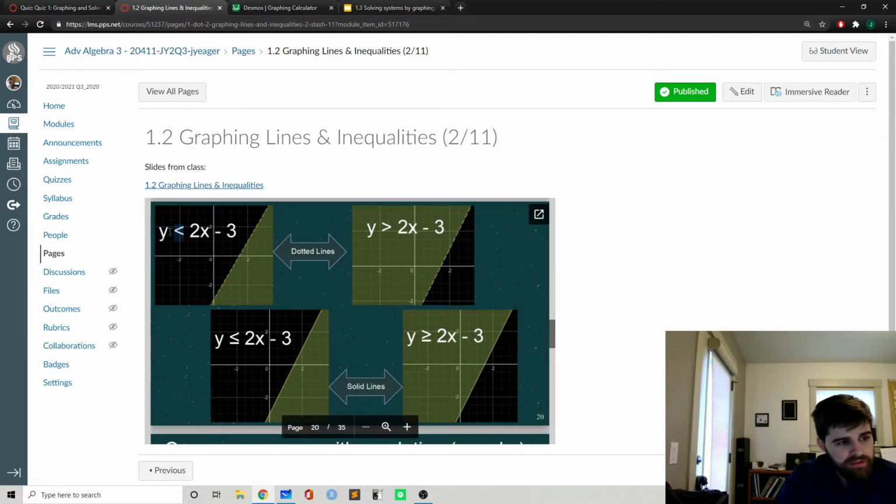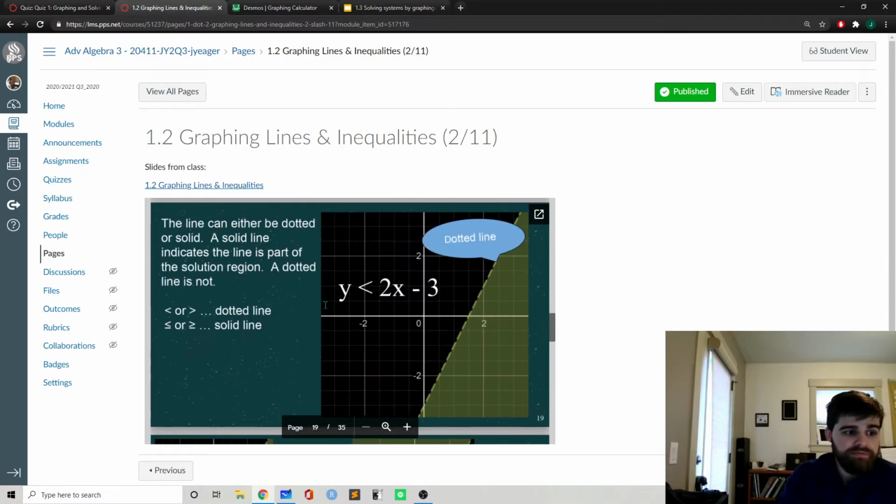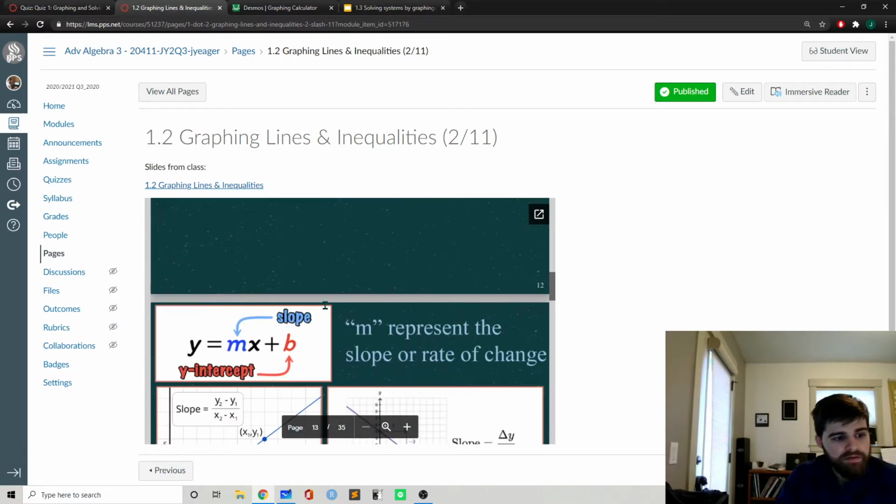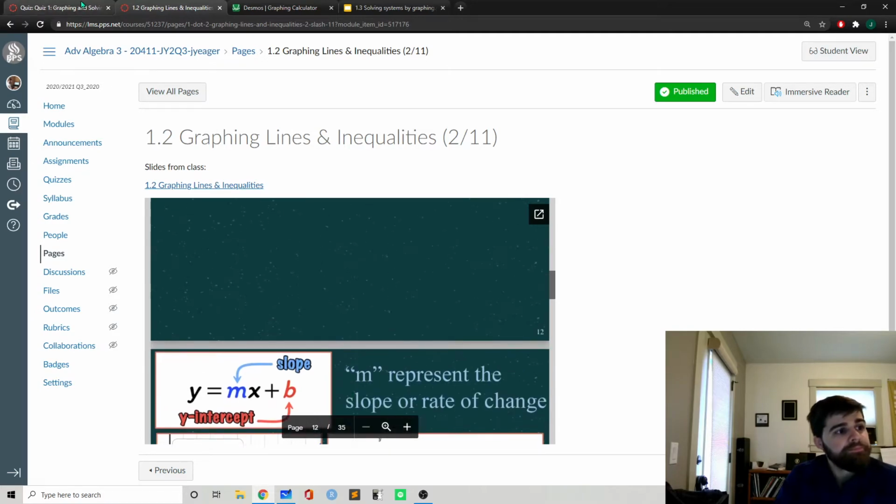So you can see that for y is less than, we shade below the line. And if it's just less than, not less than or equal to, we have a dotted line. Cool, so there's a good summary of these rules in your 1.2 slides you can go back to. It talks about slope and some other things as well.